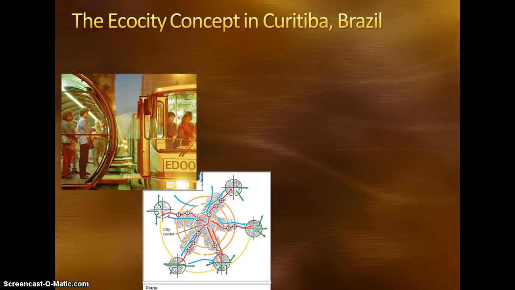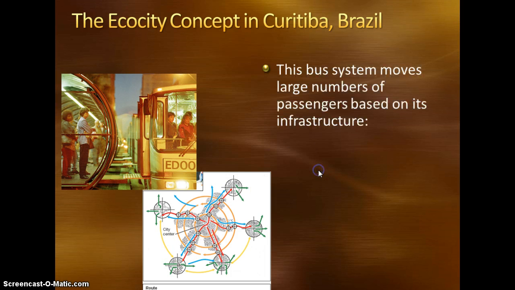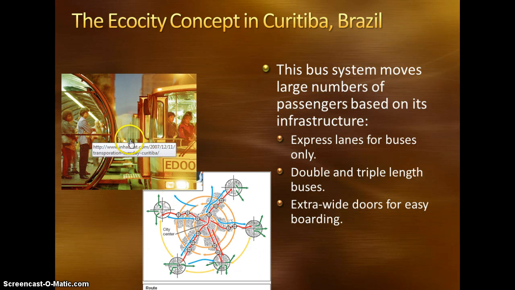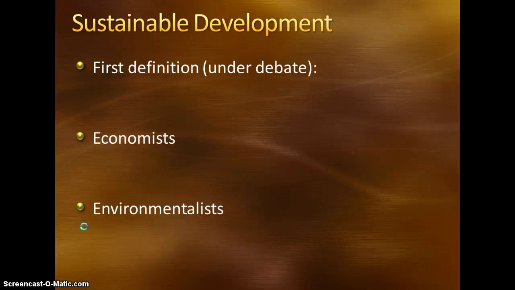Their bus system is set up, if you look at this diagram, with the city center, and then it's almost like spokes of a wheel. These are the residential areas, and the bus lines go out into each of these areas and then transport people to and from the city center. They have express lanes on the roads that do allow cars. They're double and triple length buses, and it almost looks like you're getting on and off a subway, with extra wide doors so people can get on and off at the same time. They don't look like the buses that we have here.